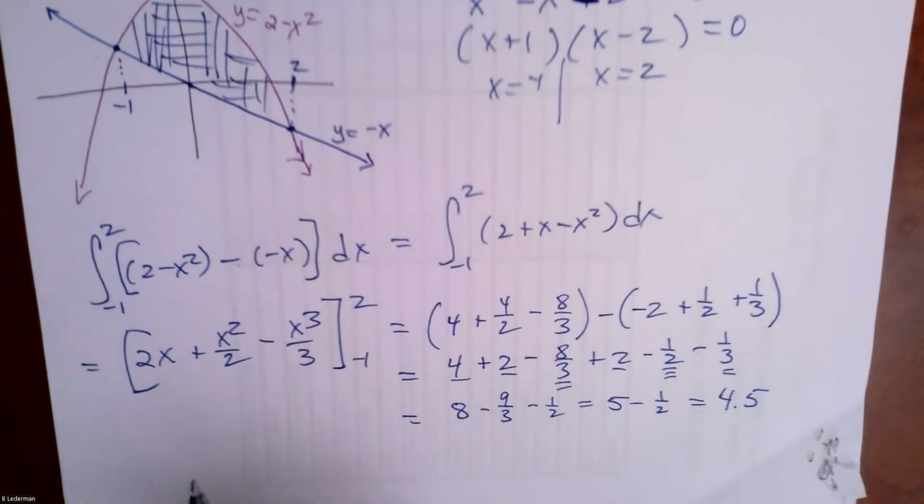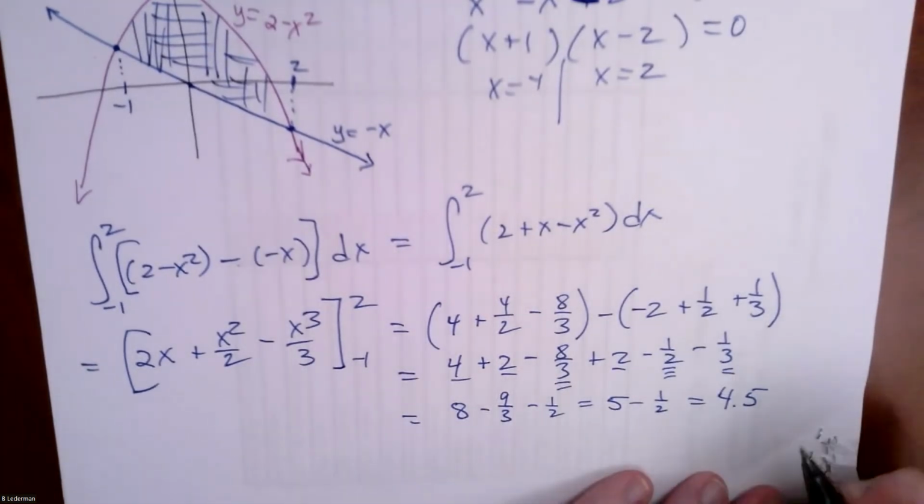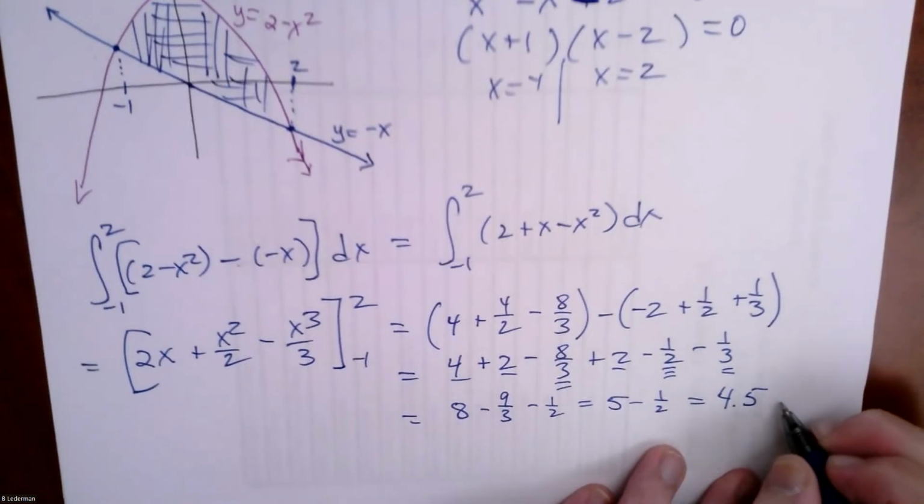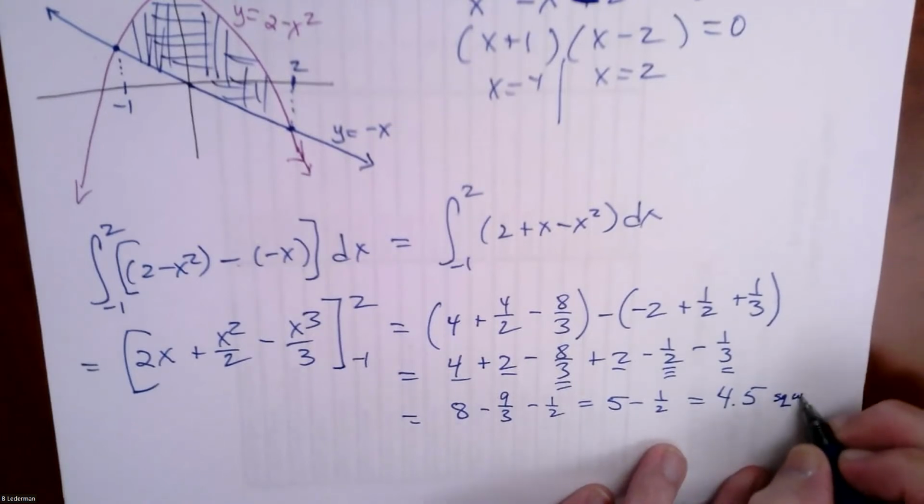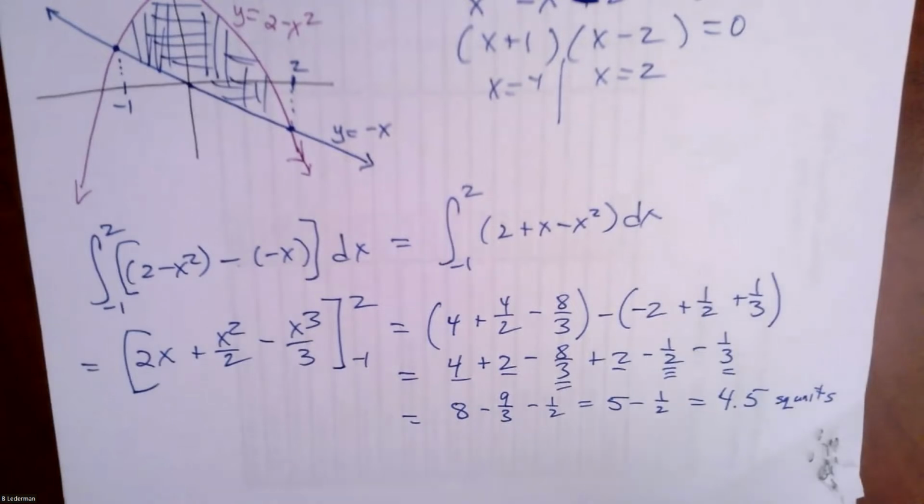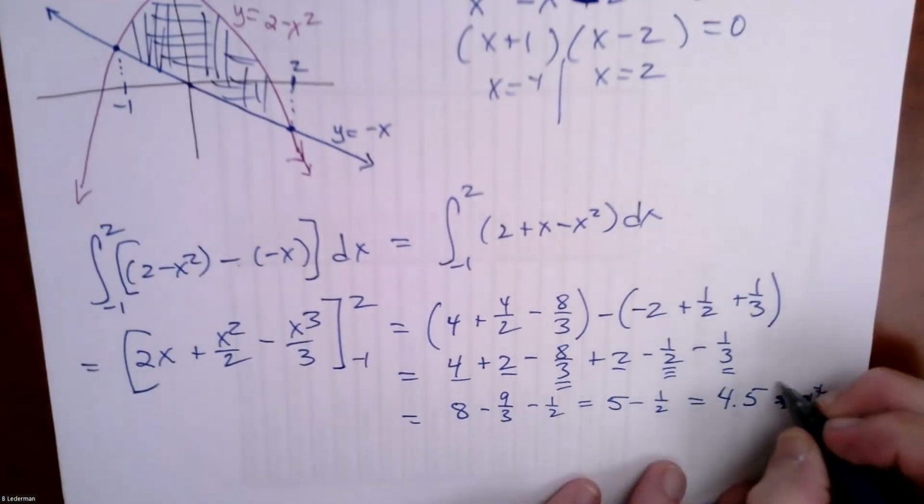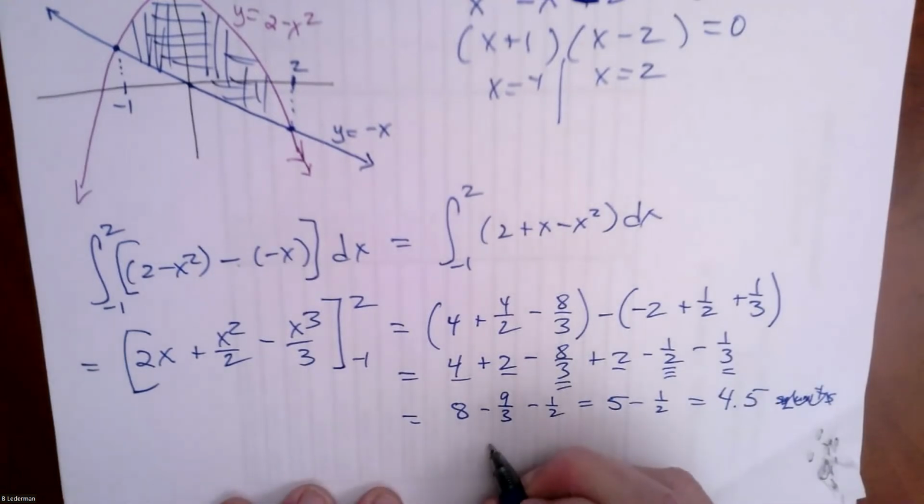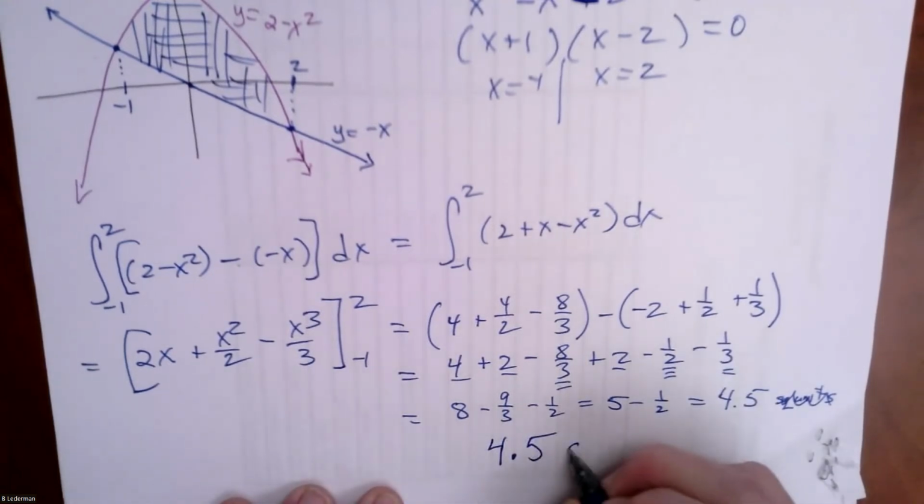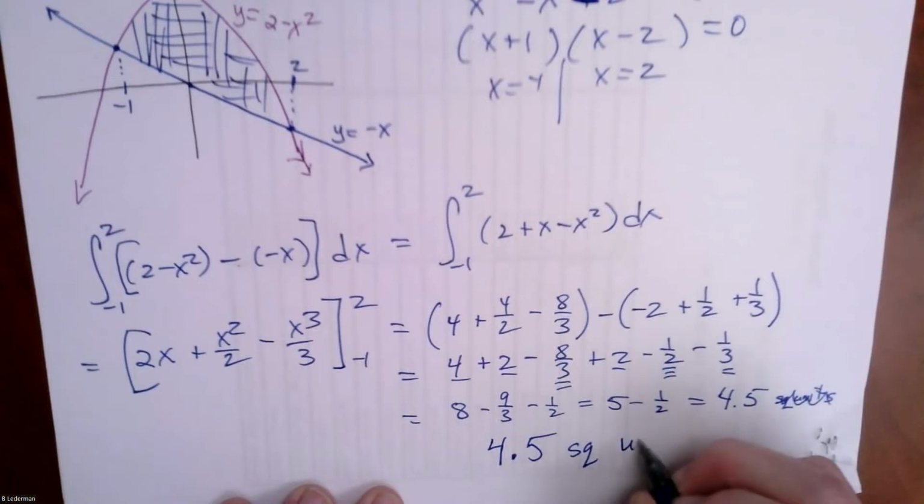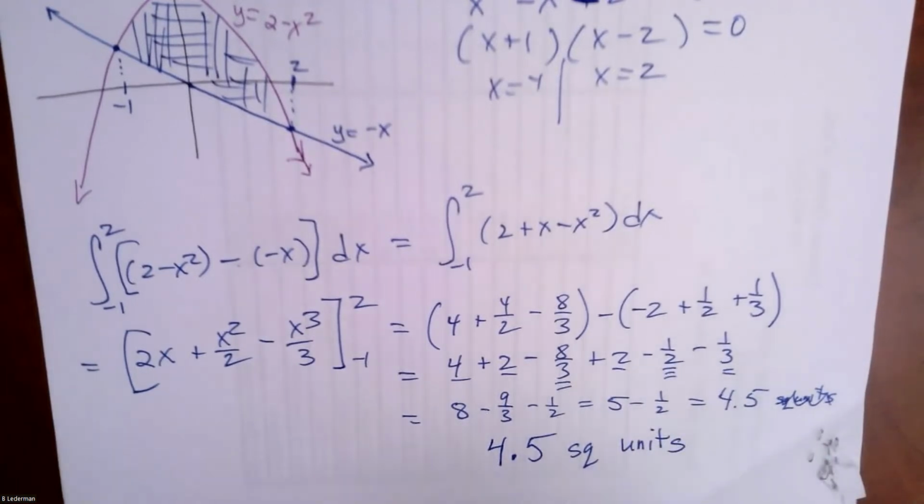So the area between the curves is 4.5 square units. I never specified the units, but it's 4.5. Let me just write that in, square units, whatever the particular unit would be. And let me write that neater so you can actually read it. 4.5, all right, nice and big. 4.5 square units. And that is the answer. That is how we do that.